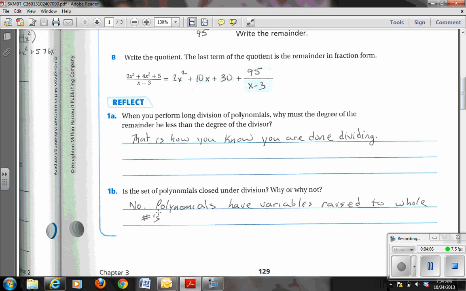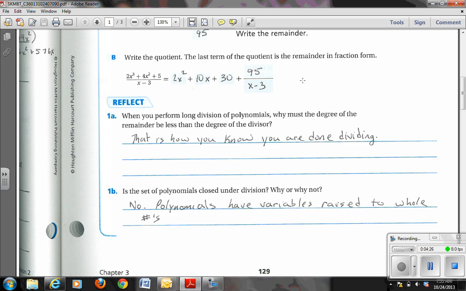Okay, and the second part there, is the set of polynomials closed under division, why or why not? And the answer is no. So here I had a polynomial divided by a polynomial, and what I got was not a polynomial because here I have a fraction with my variable in the denominator. So I didn't get a polynomial.